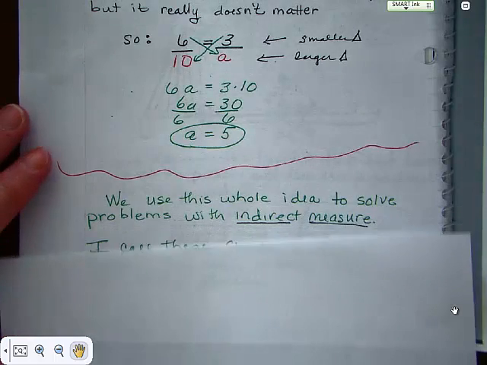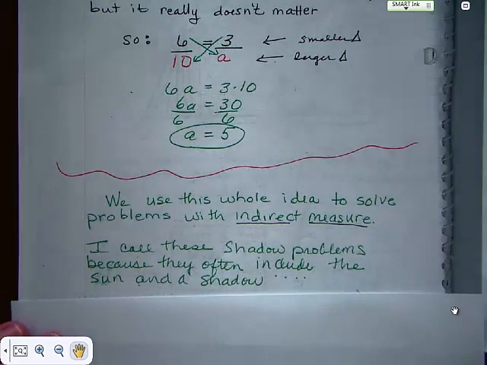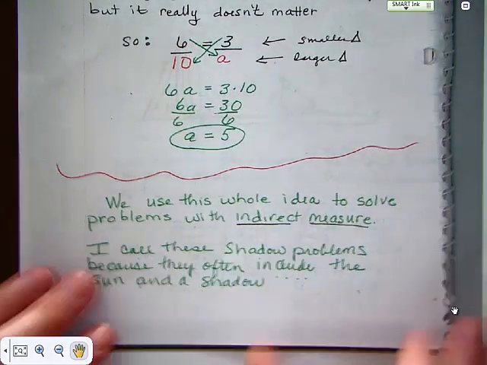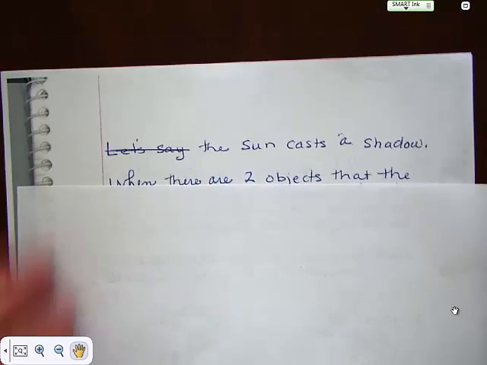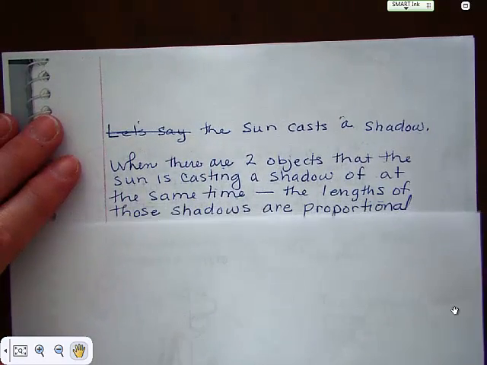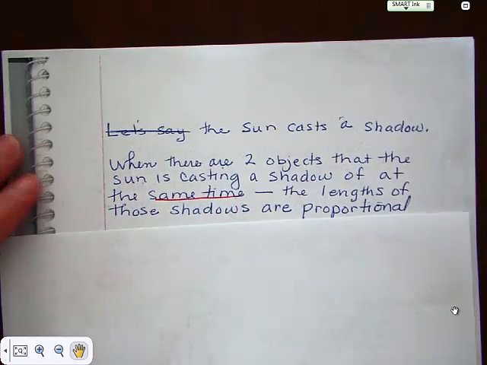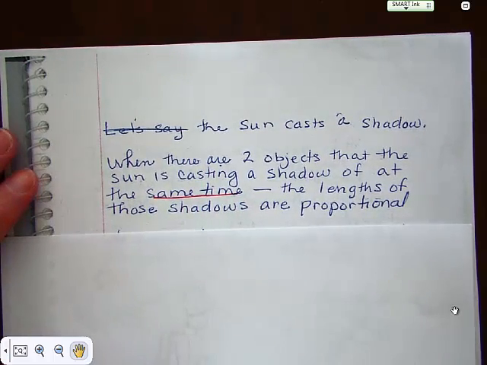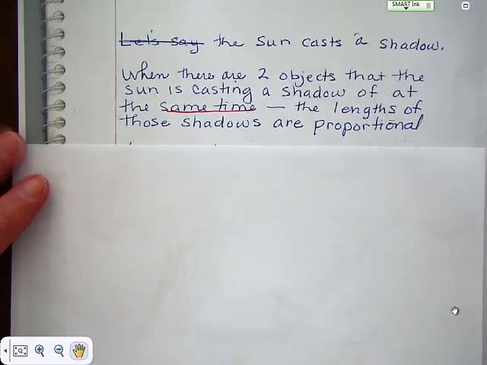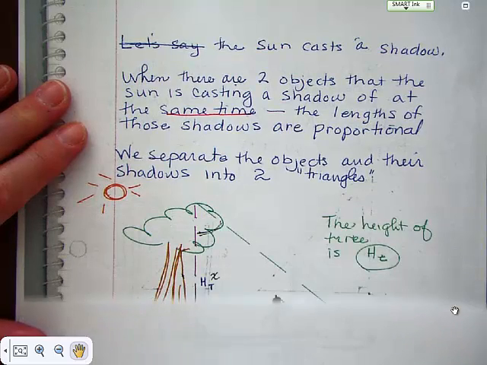We use this whole idea to solve problems with indirect measure. I think we call those shadow problems because they often include the sun and a shadow. They're actually kind of fun once you get used to setting them up. Fact is, the sun casts a shadow. When there are two objects that the sun is casting a shadow on at the same time, and that's important, it can't be at two different times, the lengths of the shadows are proportional. So we separate the objects and their shadows into two similar triangles.